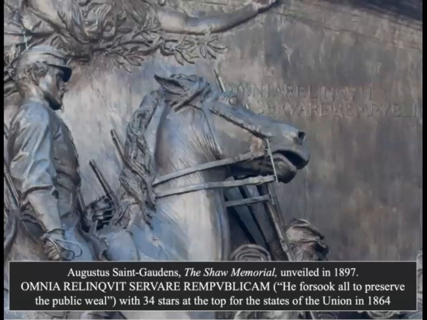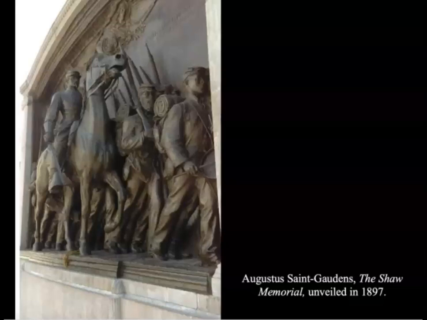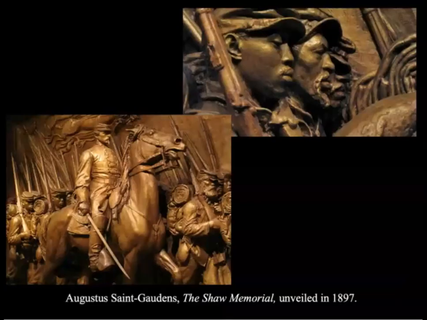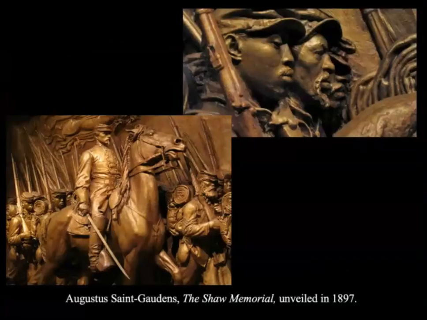The main motto here is "He forsook all to preserve the public weal," with 34 stars on the top for the States of the Union in 1864. But really, the great work of St. Gaudens in his sculpture is to strive for realism, and so he wanted to show a number of faces and ages for the infantry, for Shaw's soldiers. And so he goes and studies numerous Black models at the time, getting these Black men together to study their different facial features, around 40 different faces that he studied as models for these different figures.